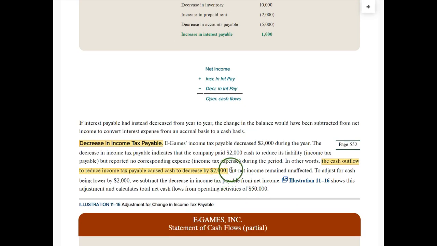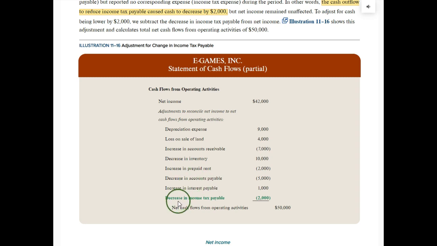Decrease in income taxes payable. We have a decrease in income tax payable. We put this down as a negative number. Cash went out the door to make us decrease that income tax payable.